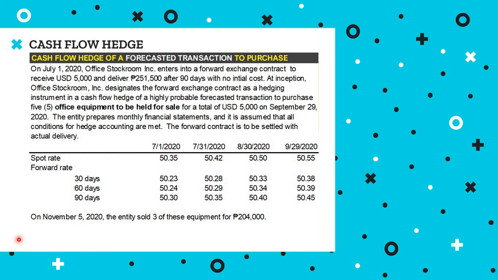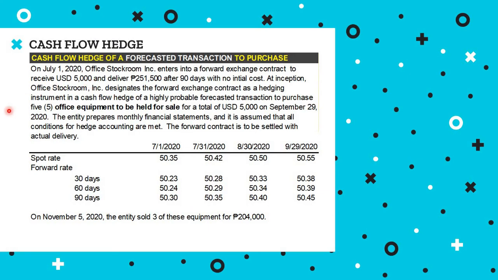So, on July 1, 2020, Office Stockroom Incorporated enters into a forward exchange contract to receive $5,000 and deliver 251,500 pesos after 90 days with no initial cost. So, ibig sabihin daw, on July 1, 2020, nag-acquire ang entity ng isang forward contract. At ano itong forward contract na to? Is this a forward contract to purchase or sell? So, sabi niya, to receive 5,000 US dollars and deliver 251,500 pesos.